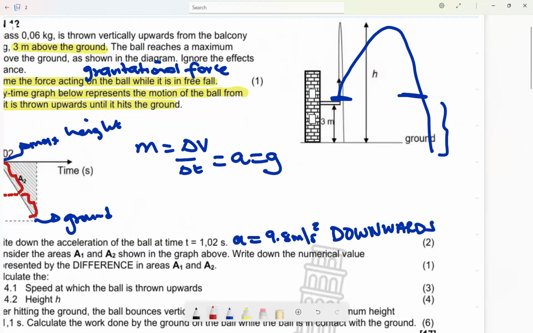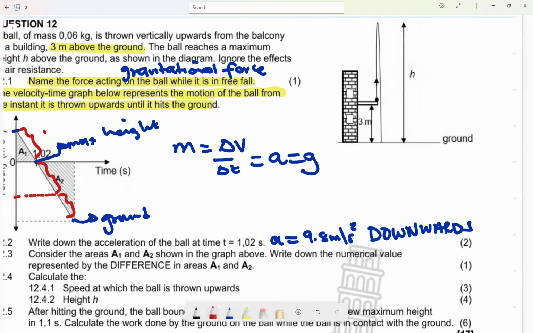Meaning, let me say this is 1, this is 2, this is 3. The first part is moving from here to the maximum height, which is 1. The second is moving from the maximum height, returning back to this position, which is 2. Then 3 is moving from that position to that one. So can you see, consider the area, the difference is now A2 minus A3.